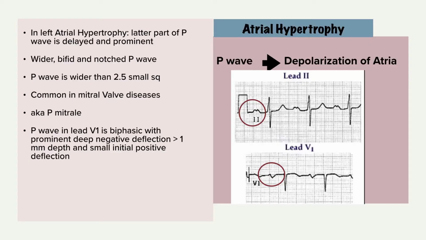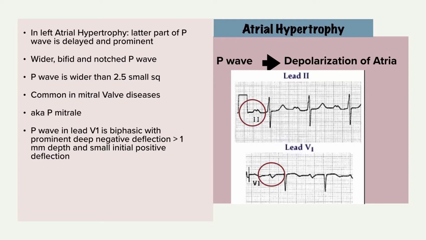Atrial hypertrophy. Atrial hypertrophy can be diagnosed by studying P waves, which are best seen in lead 2. P wave represents depolarization of both right and left atria. SA node initiates depolarization in the right atrium. So the initial part of the P wave is contributed by the right atrium and the later part of the P wave is contributed by the left atrium. In left atrial hypertrophy, the second component of the P wave is delayed and prominent.